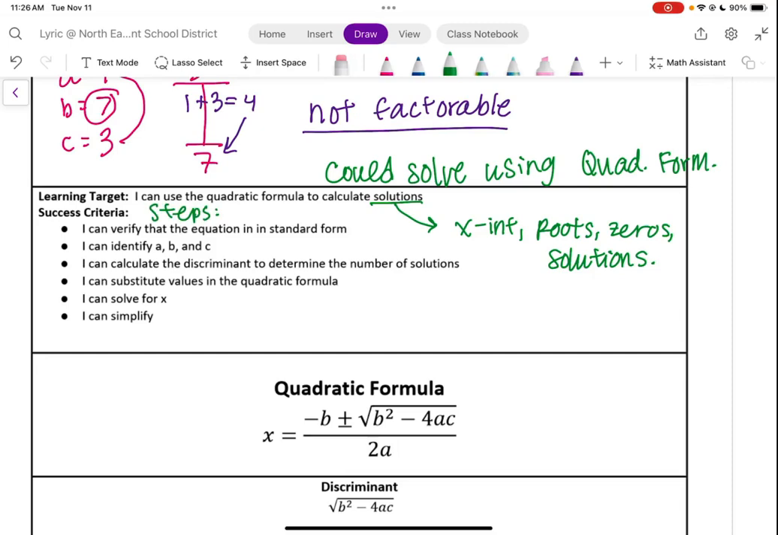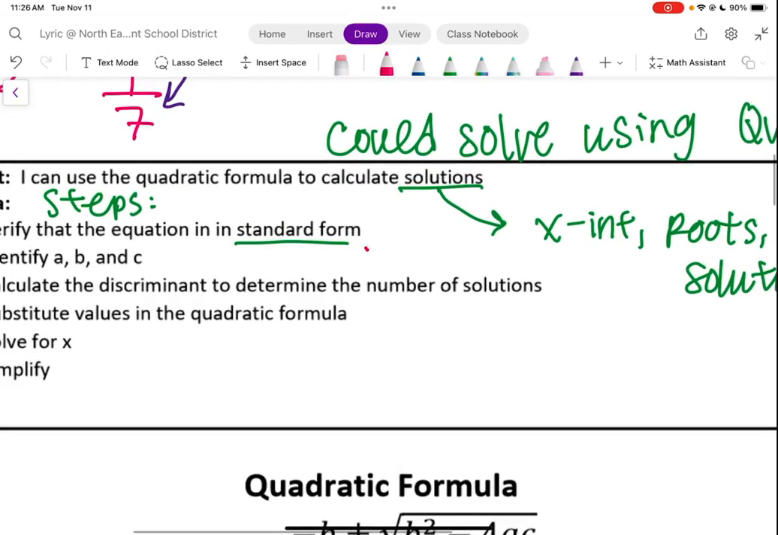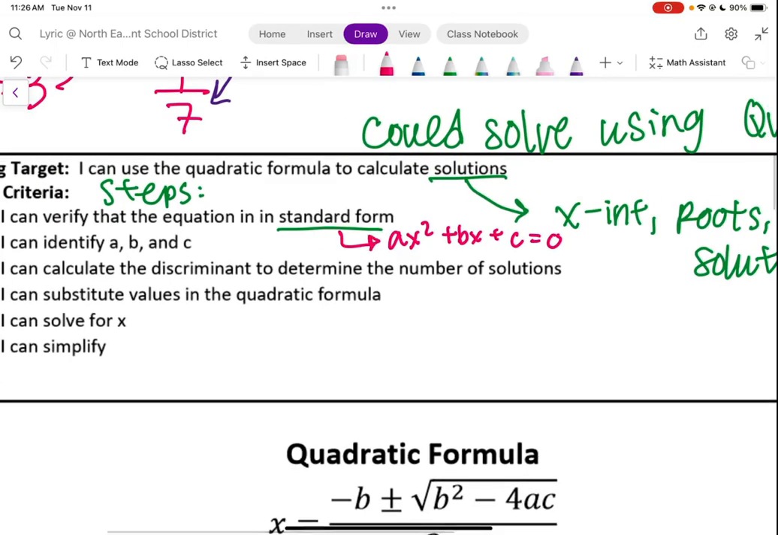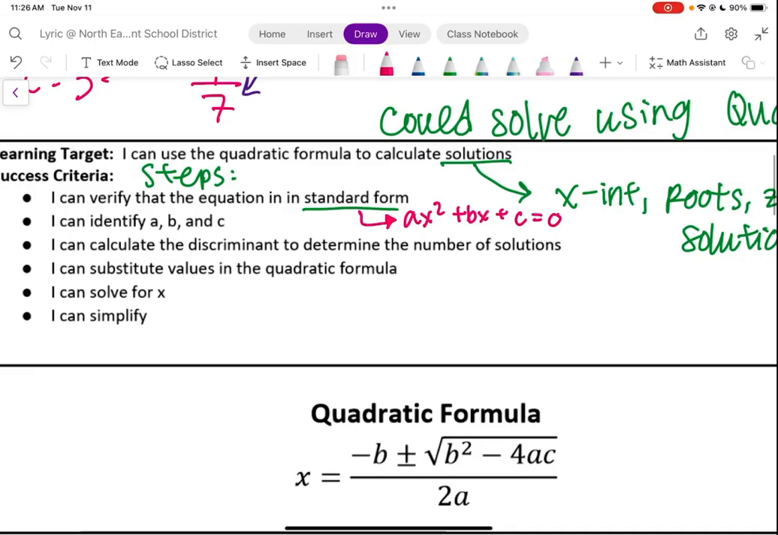So your success criteria, these are your steps. We can verify that the equation is in standard form. Standard form is ax squared plus bx plus c equals 0. You can identify a, b, and c, calculate the discriminant to determine the number of solutions, substitute the values into the quadratic formula, put in calculator, and then solve for x and simplify.